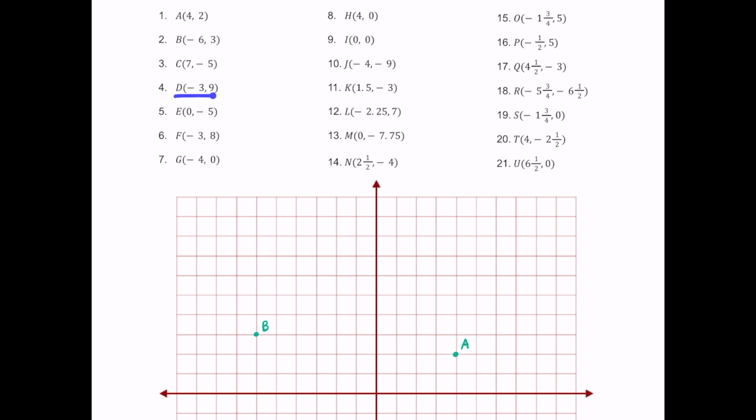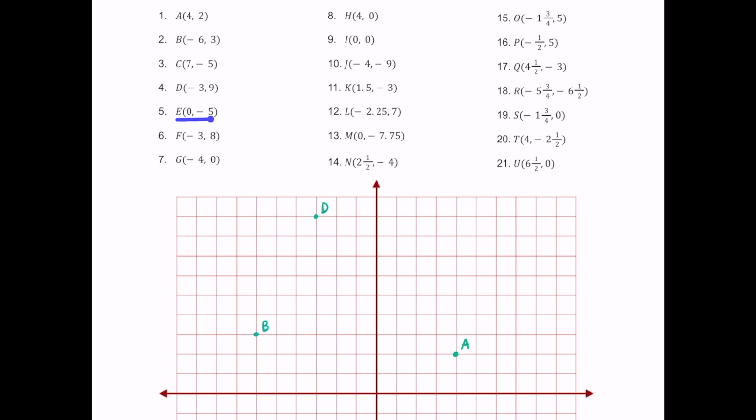For number 4, we have point D, which is located at -3, 9. So we're going to start at the origin. The -3 means move to the left 3, and the positive 9 means we're going to move up 9 units. So we're going to be in quadrant 2. So we're going to go ahead and put a dot here, and that's going to be point D.